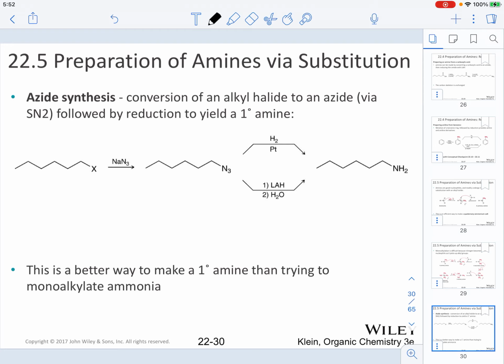Now, once you have that azide group incorporated into the molecule, there are two ways in which you can make the amine. One can be hydrogenation conditions. The second way to convert it into an amine is by using lithium aluminum hydride followed by water. This is a better way to make a primary amine than trying to monoalkylate ammonia, because, as we explained previously, monoalkylation is really hard: once you alkylate ammonia, it will continue to get alkylated. This way is a much better strategy to accomplish the desired product.